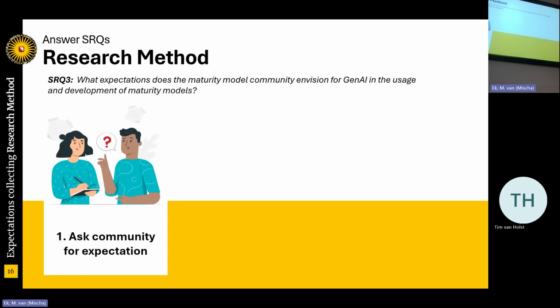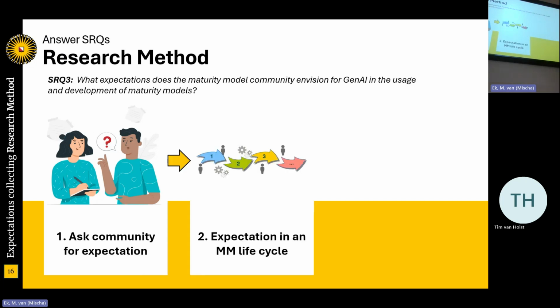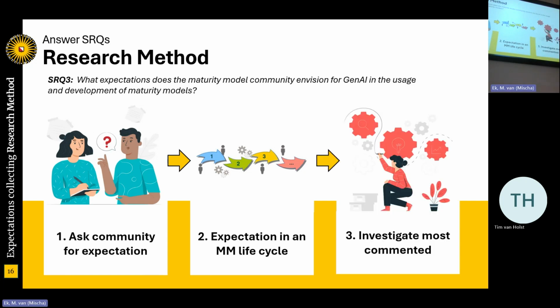Well, now on to the question of expectations, because this is just the creation, and there is much more. So I asked the community that I had the interviews with, and they're all maturity model experts, what is your expectation? I wanted to put these expectations into the maturity model lifecycle to see where the biggest expectations are within maturity models where generative AI could play a role. And I investigated the ones that show the highest times to be expected as a role, as there we get a bit more clarity on exactly where a role could be.